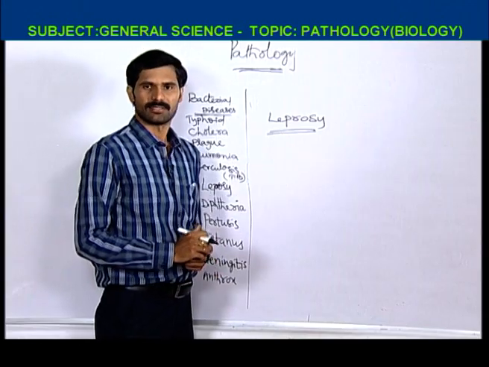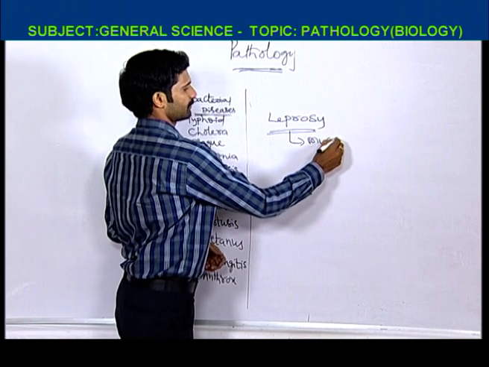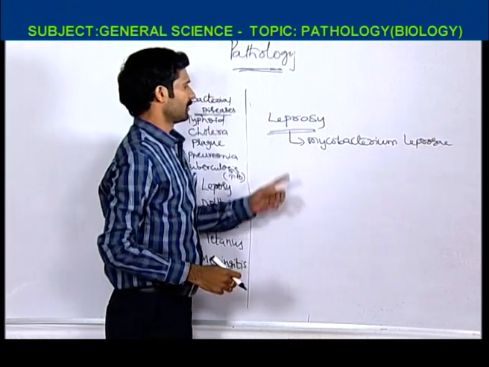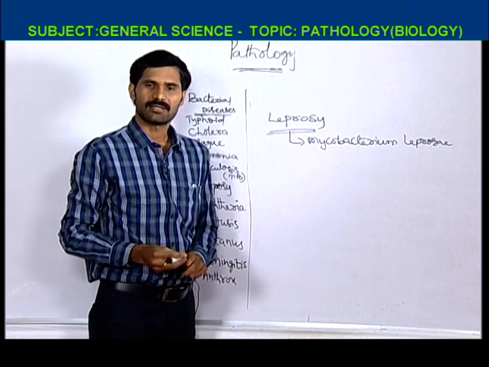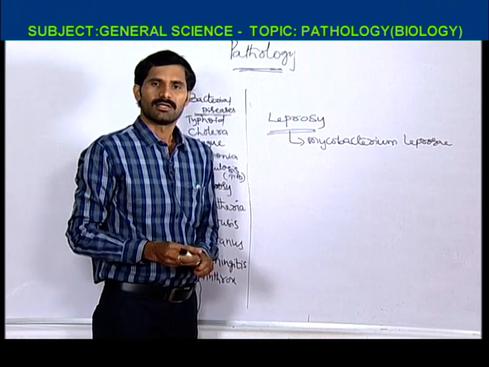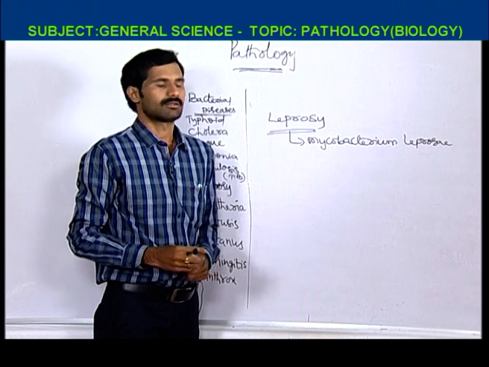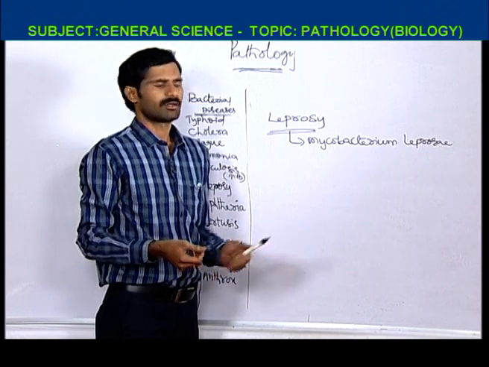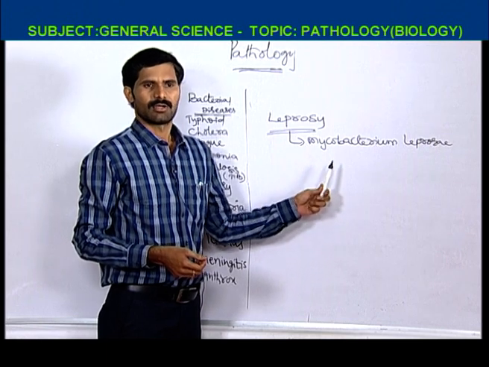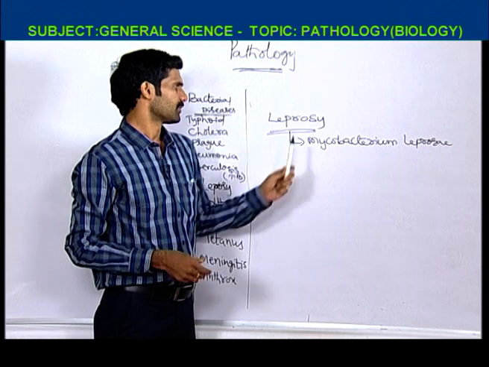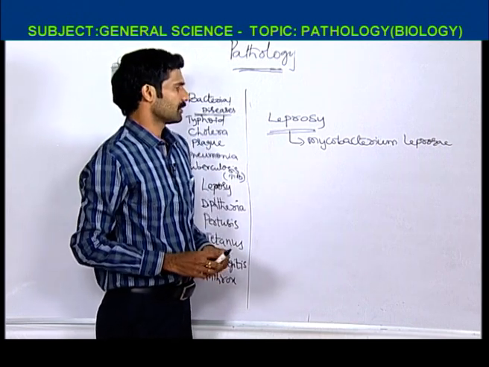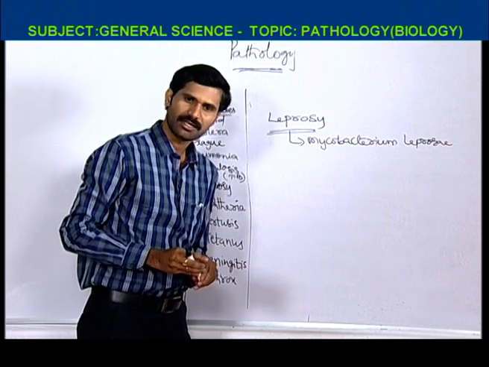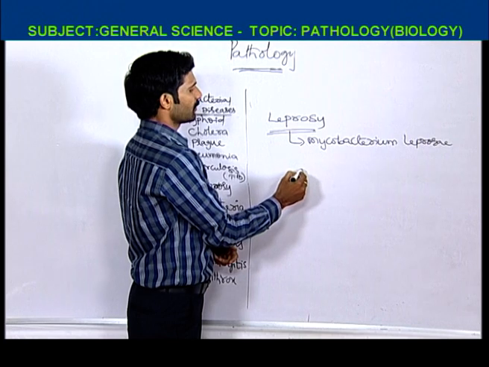Next bacterial disease, leprosy, caused by Mycobacterium leprae. The main characteristic feature of this bacterial disease is damage or degeneration of tissue. Damage of the affected organ is the characteristic feature of this disease, and after damage of the affected organ or tissue, black spots are another characteristic feature of leprosy.